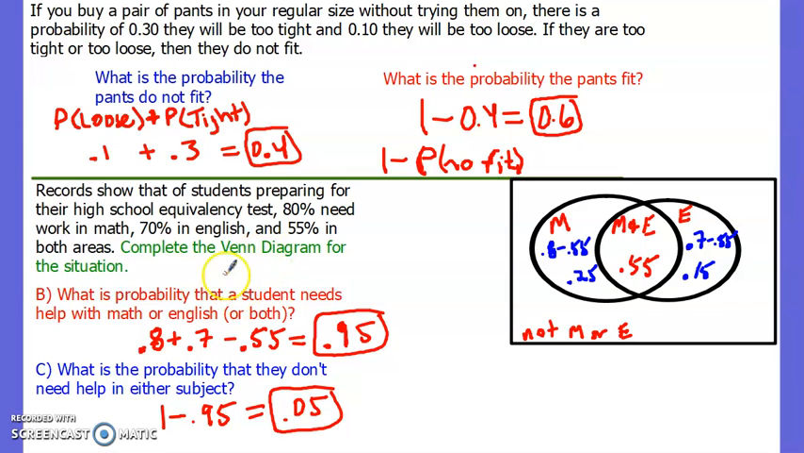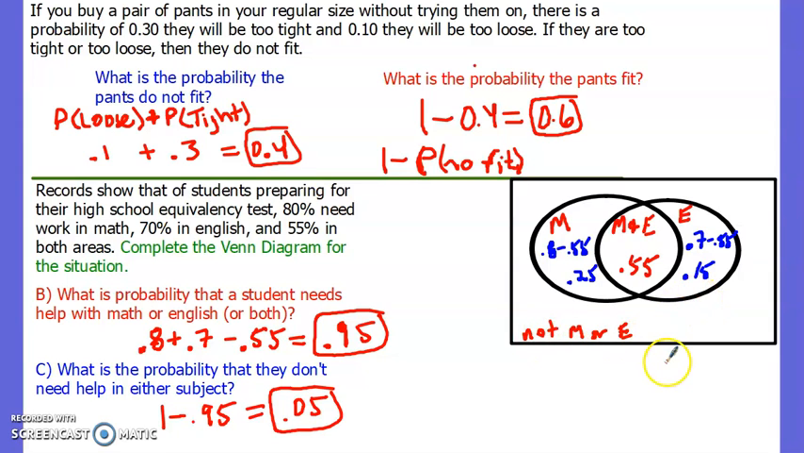Down on the bottom, though, you can need help in both. It says it right away. 55% of people need help in both areas. So when we think about that Venn diagram, that middle part is 0.55. So I took 0.8, the probability they need help in math, and took off those who needed help in math and English. If you needed help in just math, that's 25% of them. Just English, same idea, 0.15.